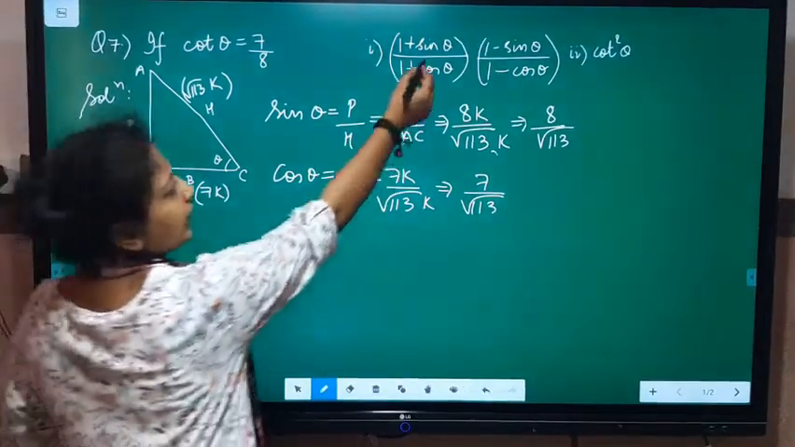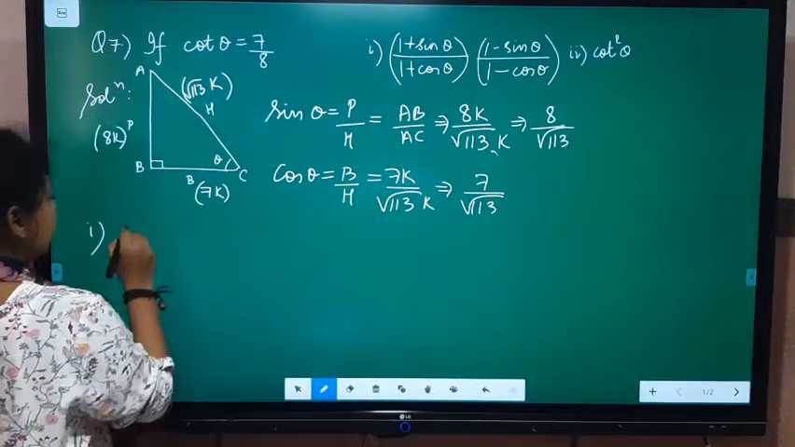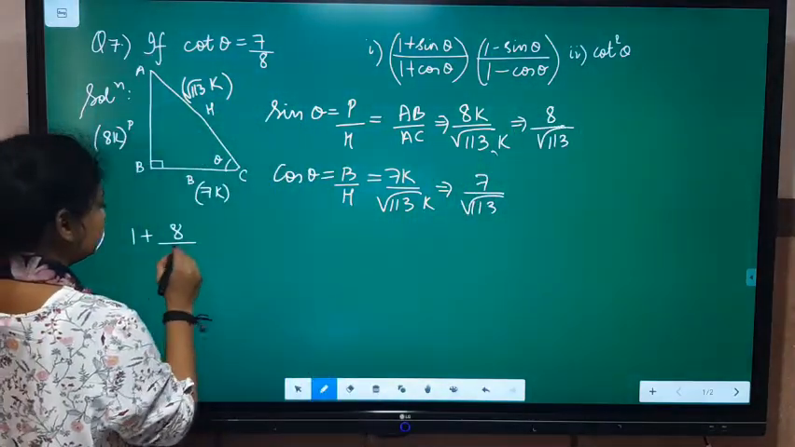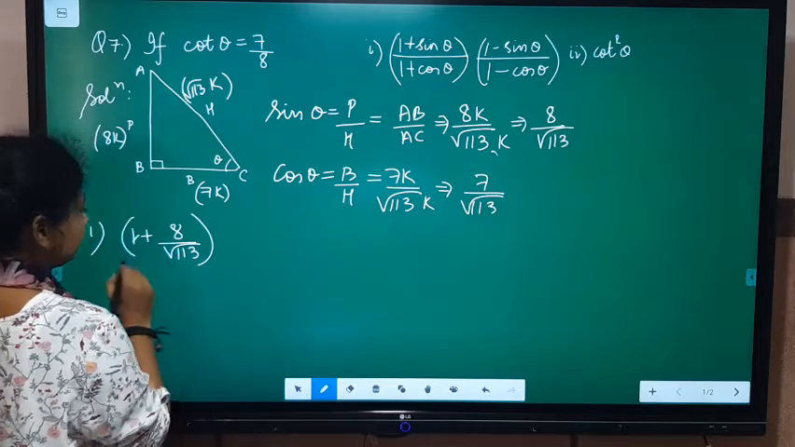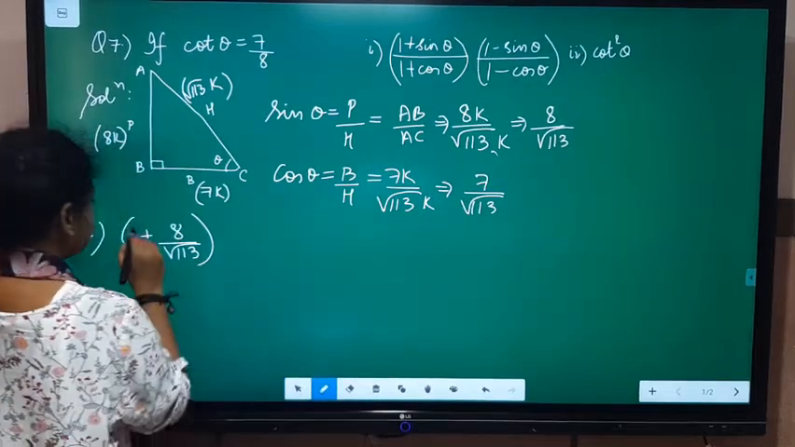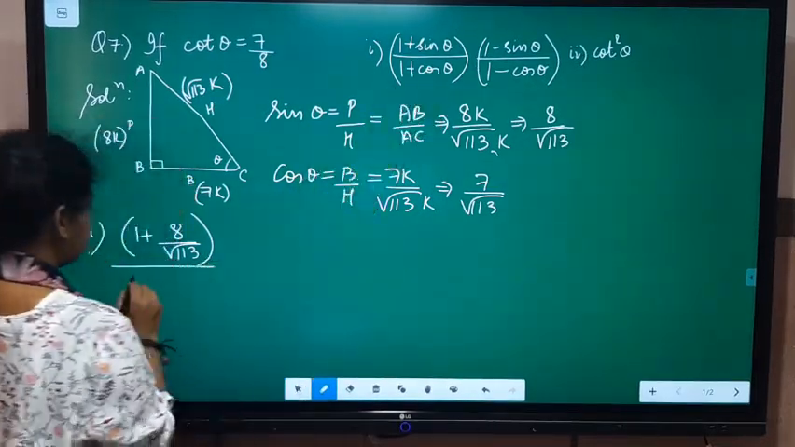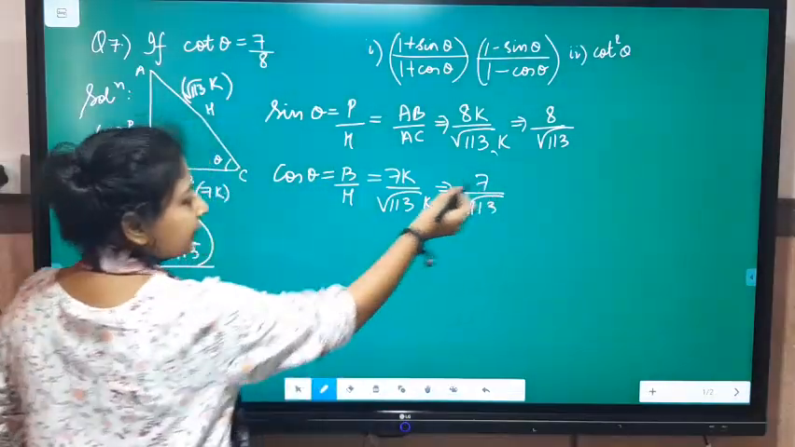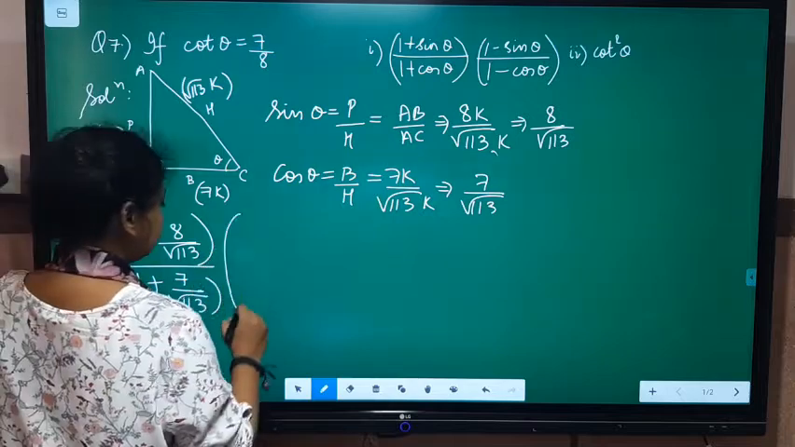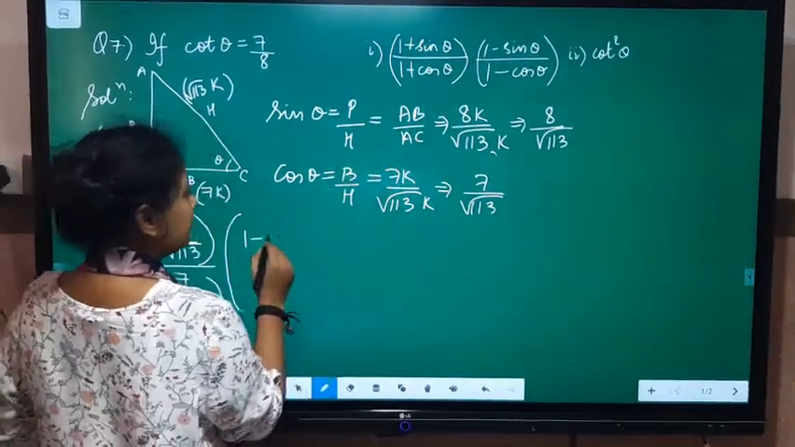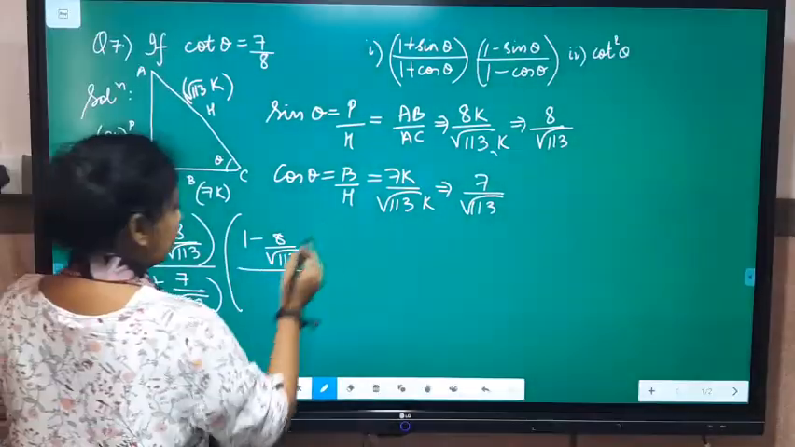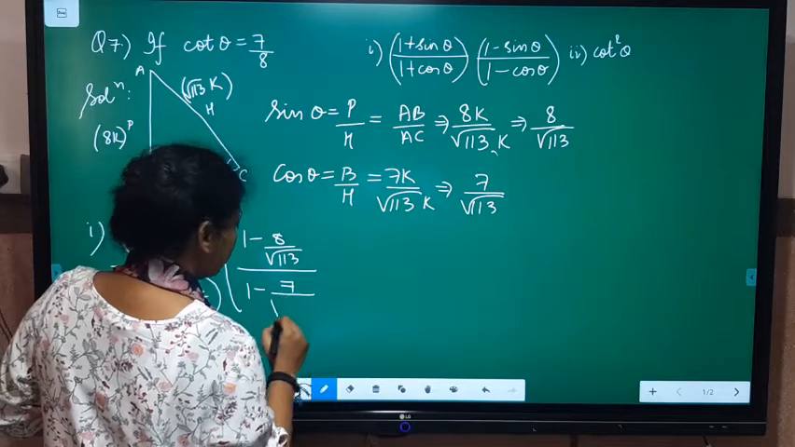From here we can put these values. So for the first part, 1 plus sin theta. In place of sin theta, I can put this value. One plus cos theta. In place of cos theta, I can put this value. Again, 1 minus sin theta. In place of sin theta, I am writing 8 upon under root 113. And in place of cos theta, I am writing 7 upon under root 113.